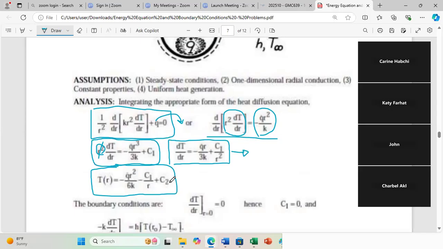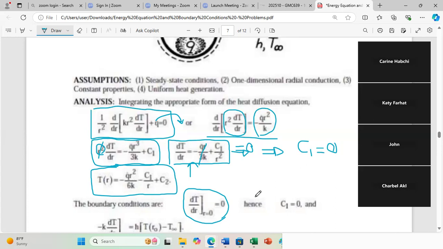So to start with, as we said, the first boundary condition is because of symmetry. The derivative of temperature with respect to position at R equals 0 is equal to 0. So because of this, if we go back to this relation and we replace R by 0, for R equals 0, dT by dR is equal to 0. From here, we deduce from this first condition that C1 is equal to 0. We still have to solve for C2. To solve for C2, we'll use our second boundary condition.